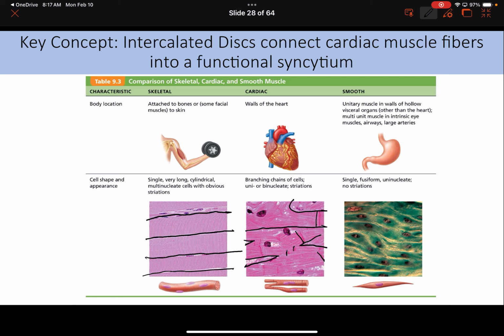We're not going to focus on smooth today. We're really only looking at the differences between skeletal and cardiac muscle. But if you remember smooth, they do not have striations. Their cell shape is not like that. They have a spindle-shaped cell.